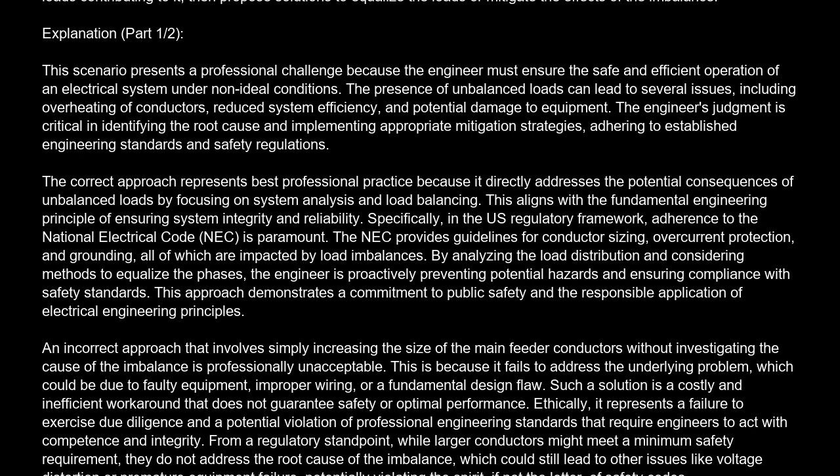Ethically, it represents a failure to exercise due diligence and a potential violation of professional engineering standards that require engineers to act with competence and integrity. From a regulatory standpoint, while larger conductors might meet a minimum safety requirement, they do not address the root cause of the imbalance, which could still lead to other issues like voltage distortion or premature equipment failure, potentially violating the spirit, if not the letter, of safety codes.